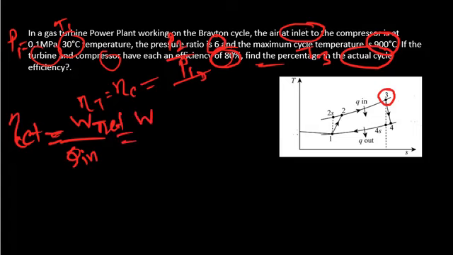What is the actual net work? Net work is the turbine work minus the compressor work. And Qin is the heat we have supplied here. We have to find out the turbine work and also the compressor work.